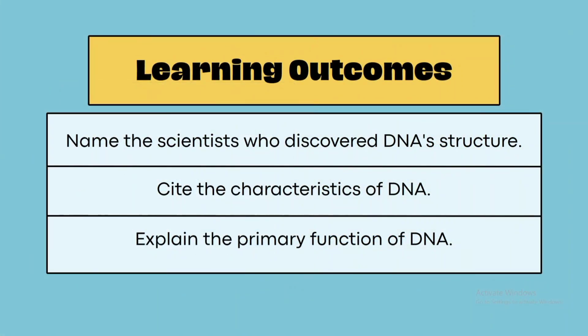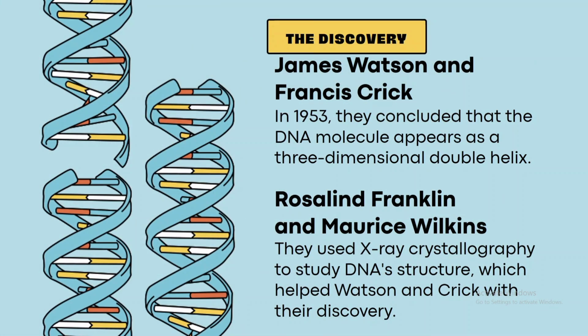Learning outcomes: name the scientist who discovered the DNA structure, cite the characteristics of DNA, and explain the primary function of DNA. The discovery: James Watson and Francis Crick in 1953 concluded that the DNA molecule appears as a three-dimensional double helix. Rosalind Franklin and Maurice Wilkins used X-ray crystallography to study DNA structure, which helped Watson and Crick with their discovery.